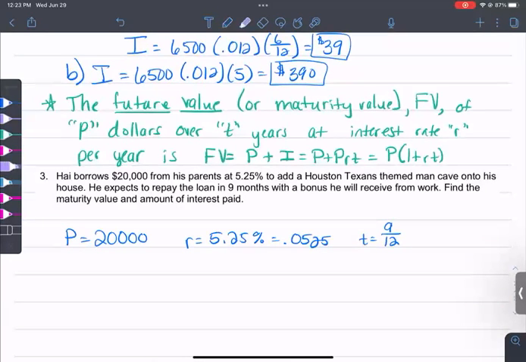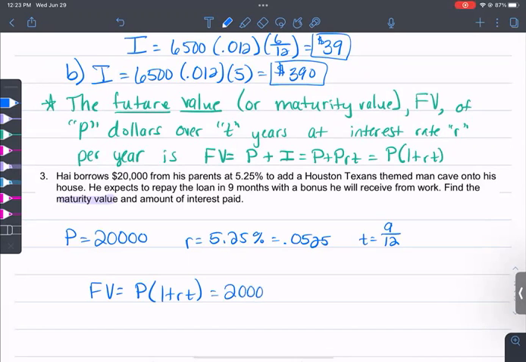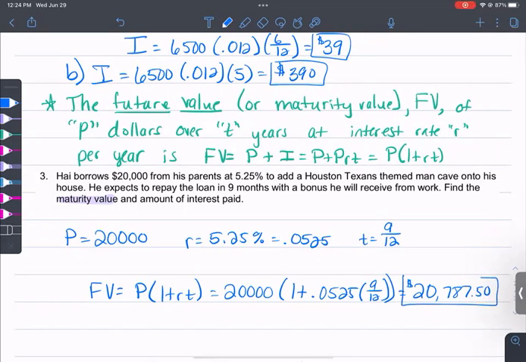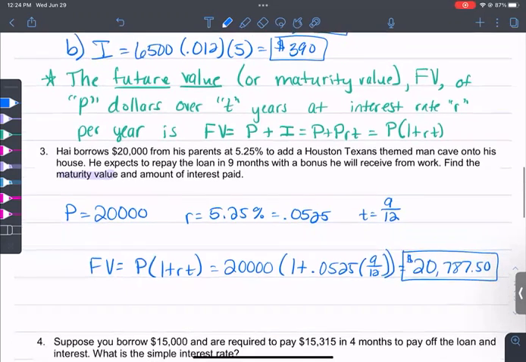It asks us for the maturity value. That means the future value. So the future value of this loan, I'm going to use the P times 1 plus RT because I have the values for P, R, and T. P is 20,000. And then 1 plus 0.0525 times 9/12. If you calculate that, you'll get 20,787.50. And that would be the amount he would pay back in maturity.